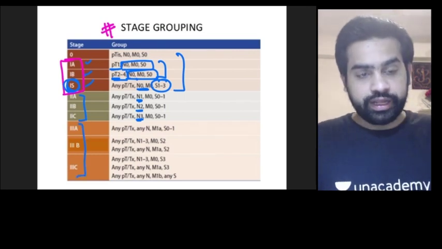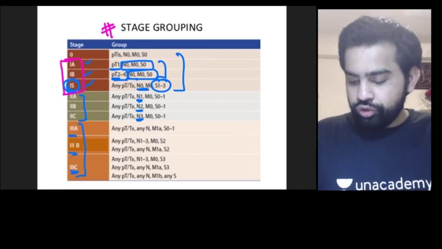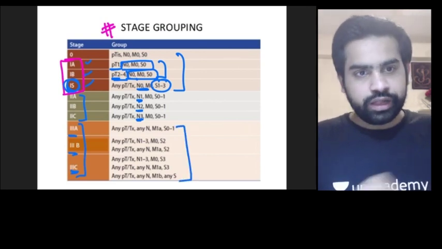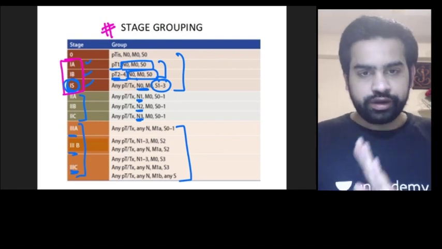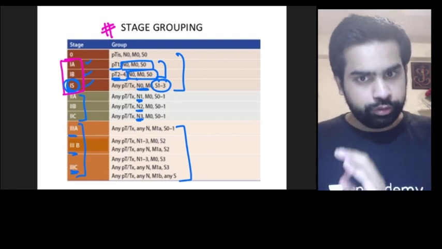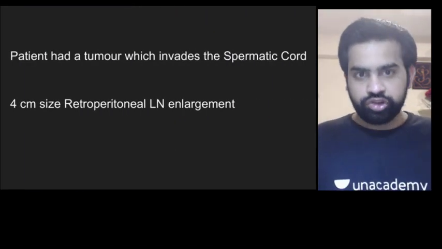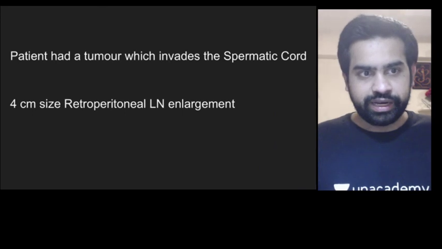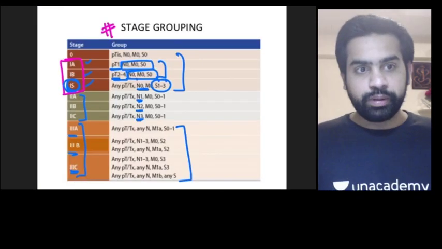Stage 3 is stage 3A, stage 3B and stage 3C. You can just go through it. It is a bit complex. If I just speak about it, it will create more complexity in you. The only reason I'm not going into it is because it is not needed for you at your NEET PG level. If you are interested, you can go through it, but it is not actually needed. This is how you basically stage the tumor.